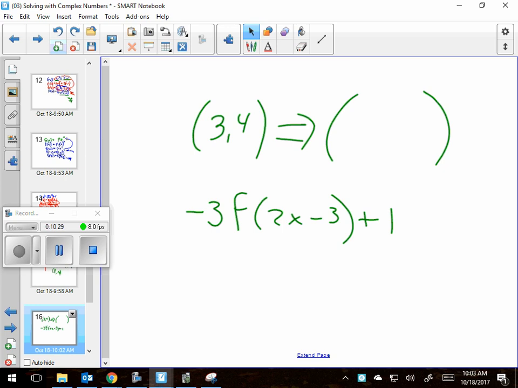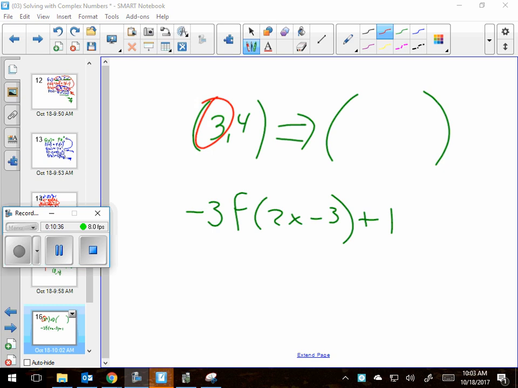I'm going to pause and give that a shot. Okay, you take your x. You start by saying, should I do the times 2 or the minus 3? I should do the minus 3. And then the minus 3 changes to a plus 3. So I'm going to take 3 plus 3 is 6. And I'm not going to times by 2. I'm going to divide by 2. 6 divided by 2, final answer. Did you get 3?